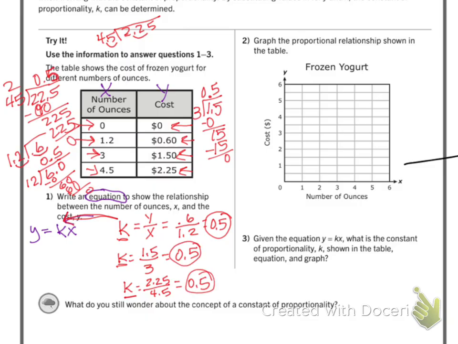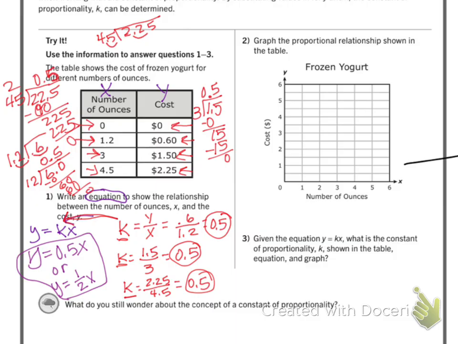So now let me go back to writing this equation. And I know that y is equal to, and in place of k, I'm putting 5/10 x. I could also have said y is equal to 1/2 x. These are your equations.